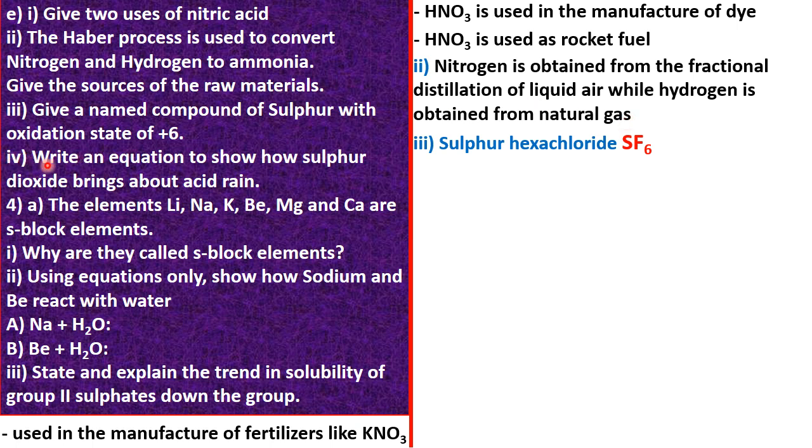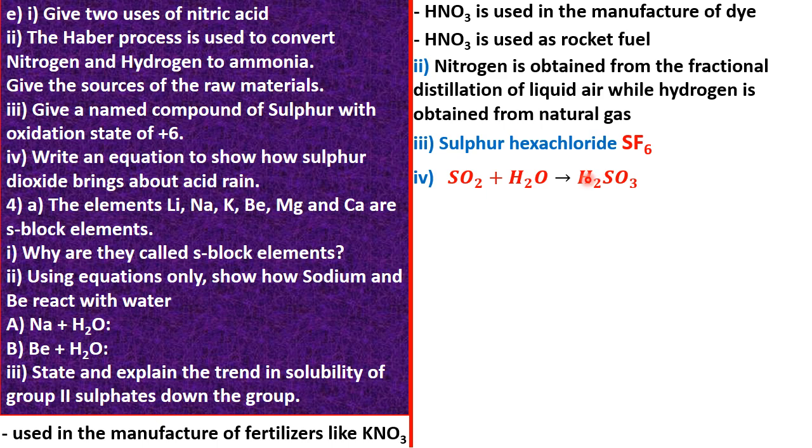Okay, the Roman 4 is saying that we should write an equation to show how sulfur dioxide brings about acid rain. Very easy, guys. We have sulfur dioxide plus water, which gives us sulfurous acid, and this is the acid rain in question. Okay, all right, guys, that's it.